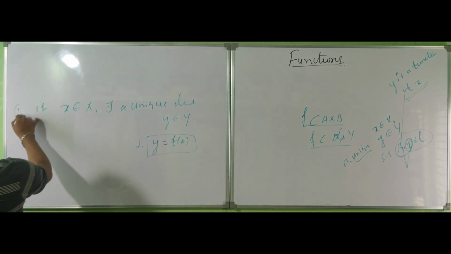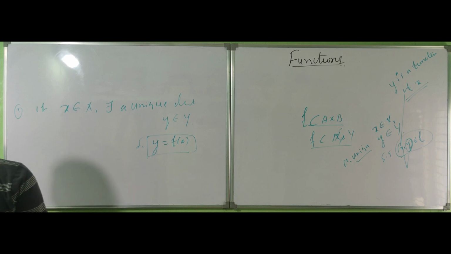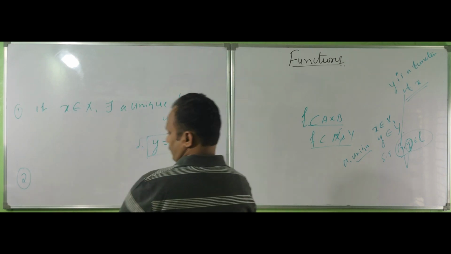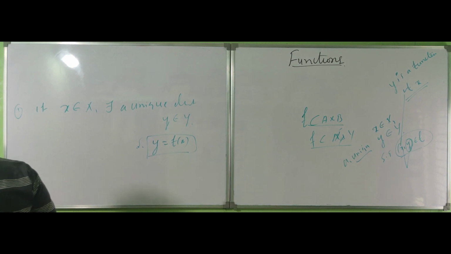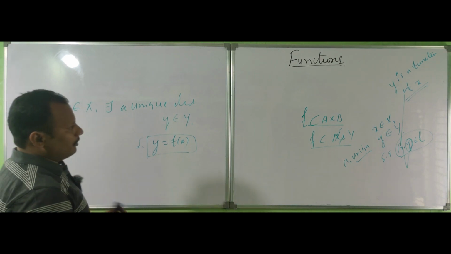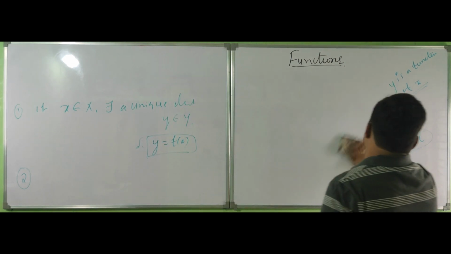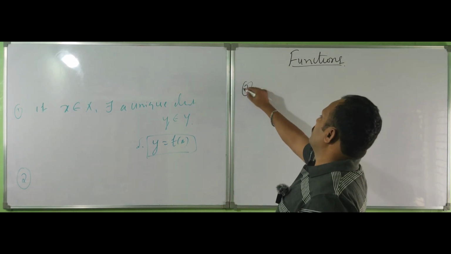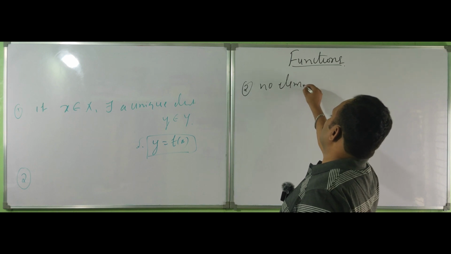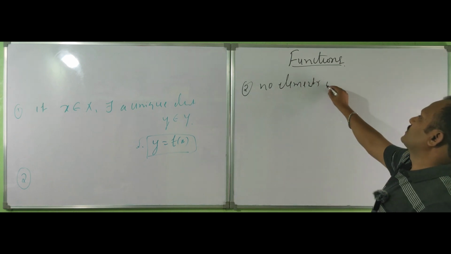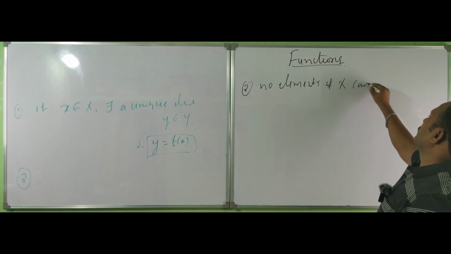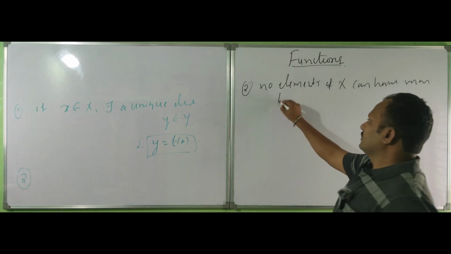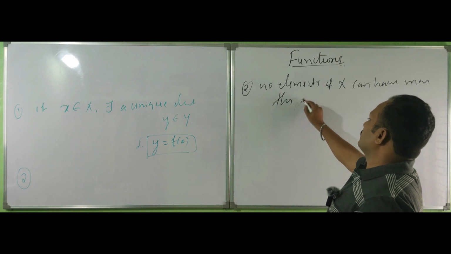Second one is that no element of X can have more than one image in Y. No elements of X can have more than one image in Y.